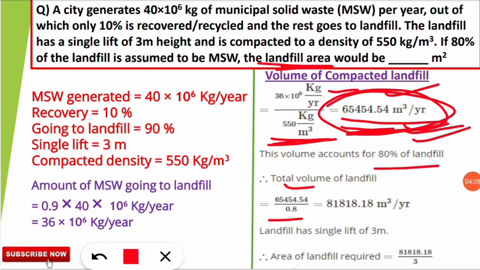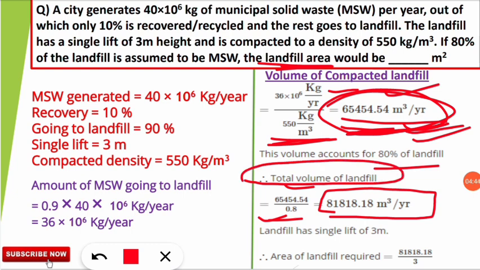It is very easy. 100% is calculated by dividing by that 80%. After that, this will be the total volume of the landfill, which is also a very unique number, 81818.18. Now we have got the total volume of the landfill, but this is not the answer.